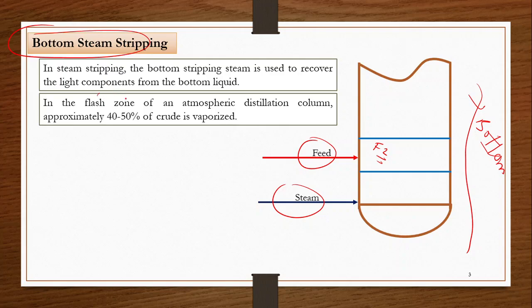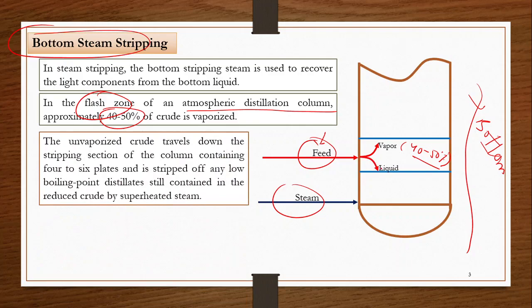In the flash zone, approximately 40 to 50% of the crude is vaporized. So out of the total feed, only 40 to 50% of the crude is vaporized, and the remaining is liquid. So this is the vapor, about 40 to 50% of the feed, and the remaining 50% is in the liquid phase. This liquid is coming into the downward section. The unvaporized crude travels down the stripping section of the column containing 4 to 6 plates.